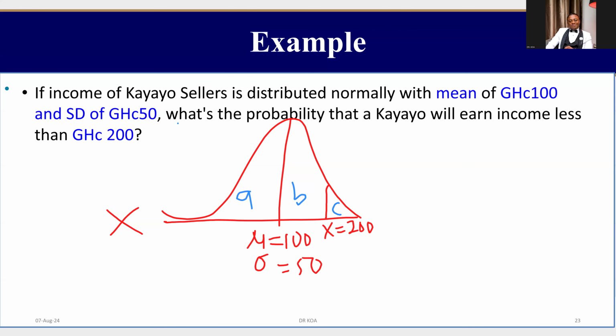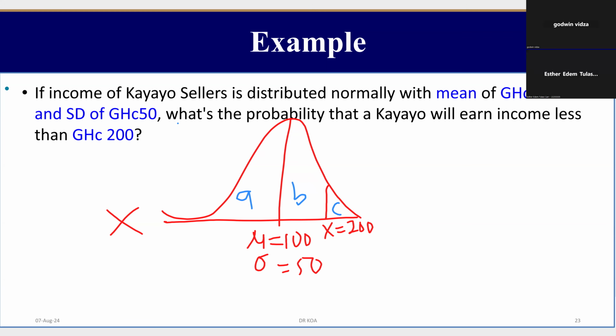Now, which area are we looking for that I have to shade to represent this? Who can tell me? I've labeled the areas. Which area? Godwin. We'll be shading from B to A. Yeah.